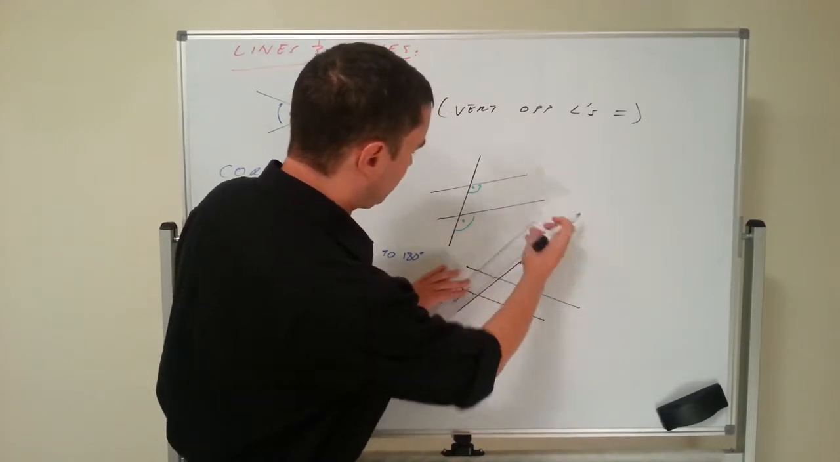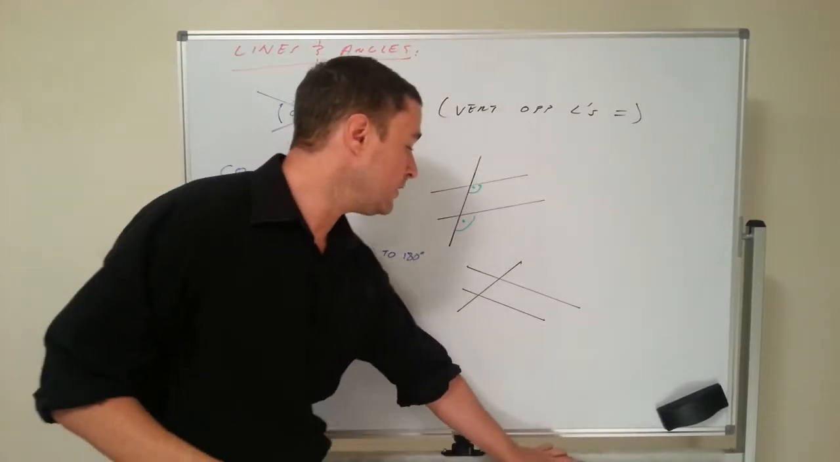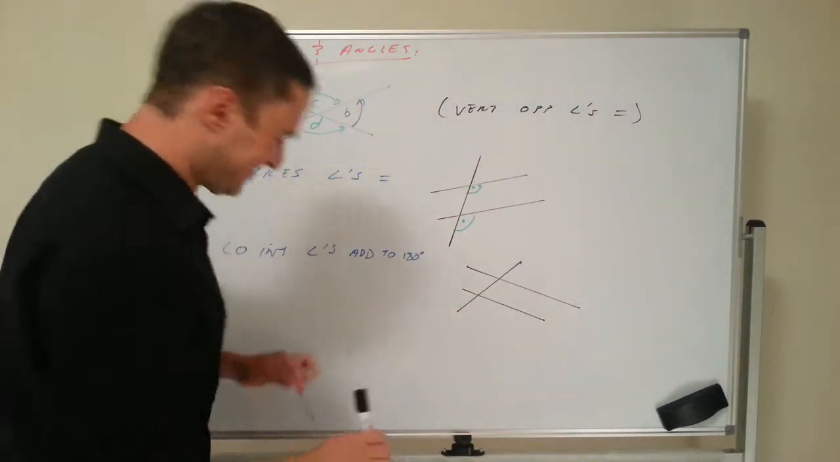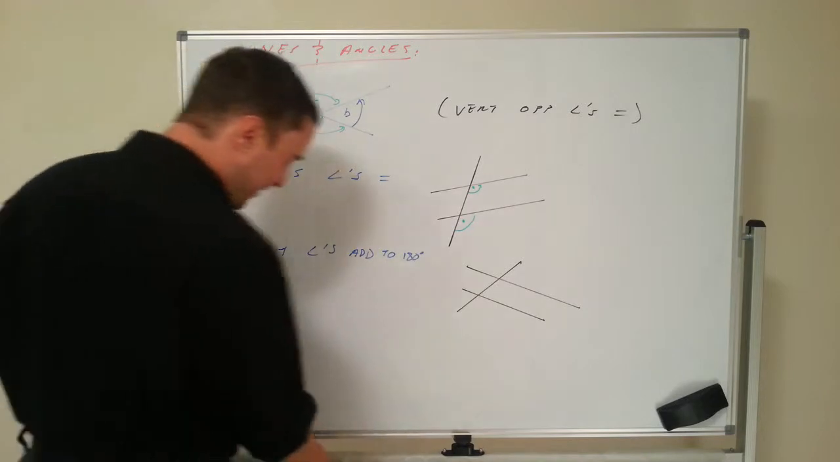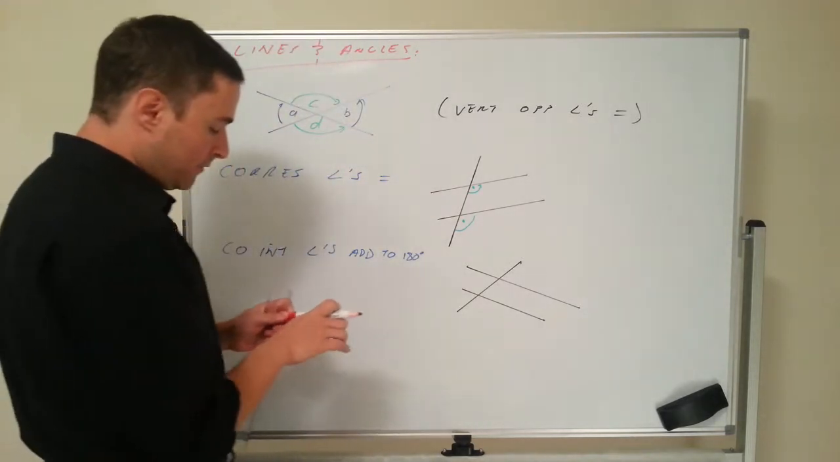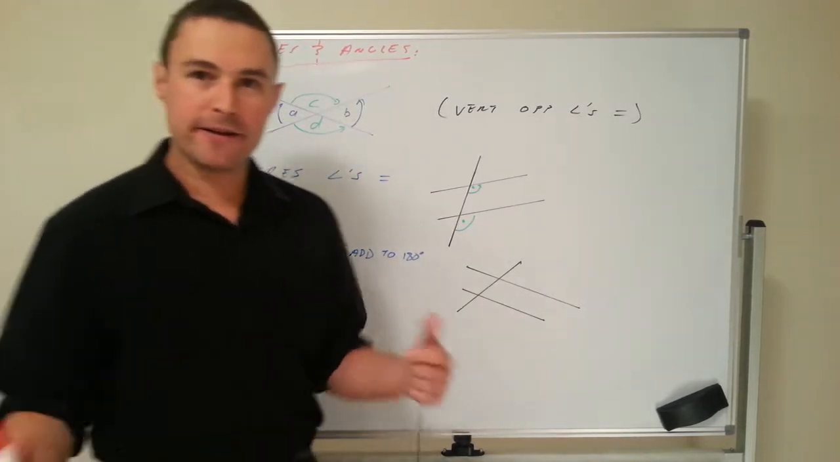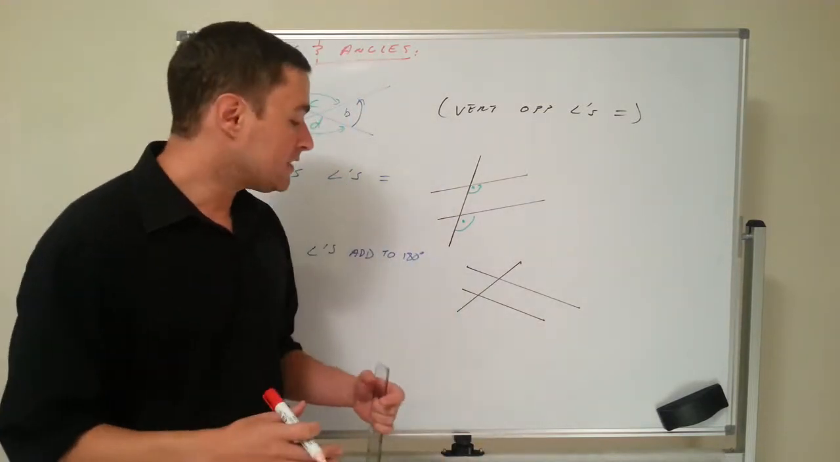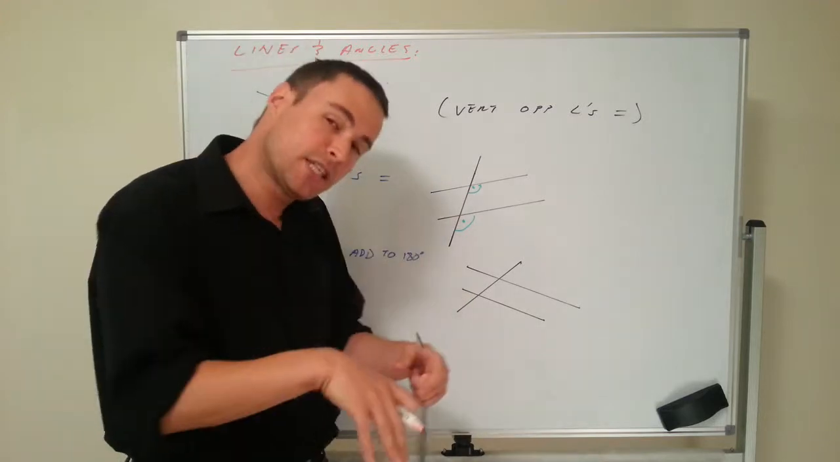Okay, like that. So they say co-interior angles. Whoopsie, drop the ruler. Co-interior angles add up to 180. So that means, if you think about it, if I say interior decorating, what does that mean? That means decorating inside. If I say the interior of the house, it means the inside of the house.